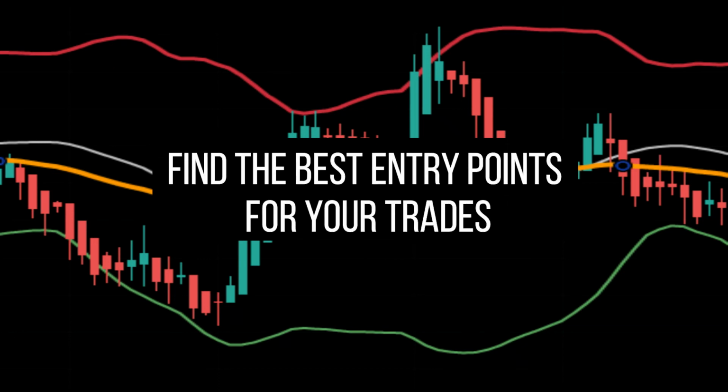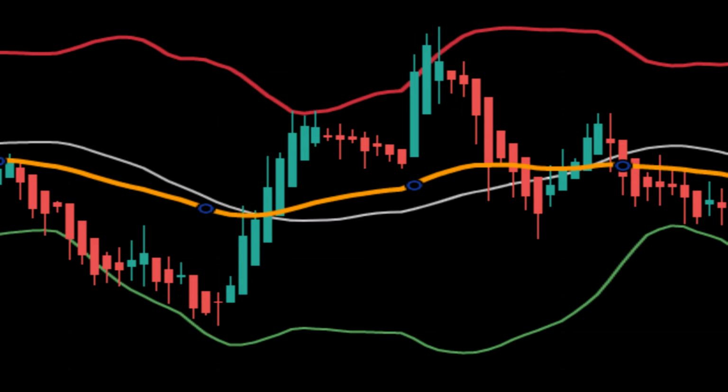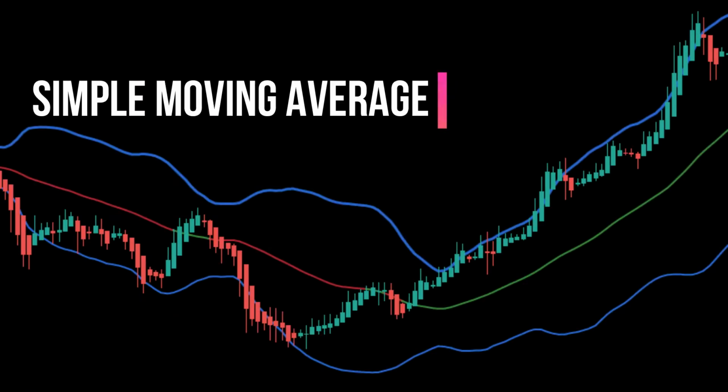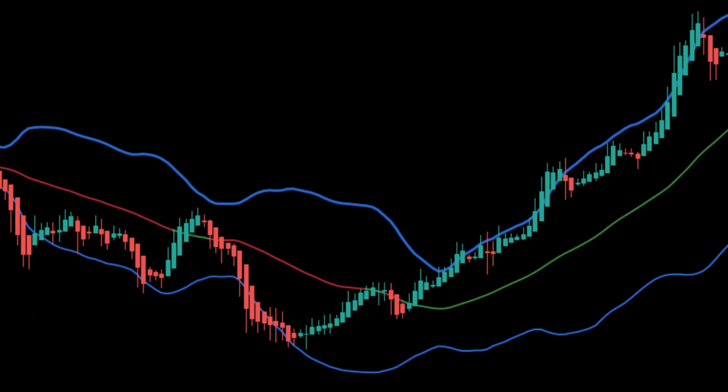Use Bollinger Bands to find the best entry points for your trades. I used to trade manually, but I started using Bollinger Bands and my win rate increased from 50% to 80%. Let's take a trend strategy in which the trend is determined by a simple moving average on a daily time frame.